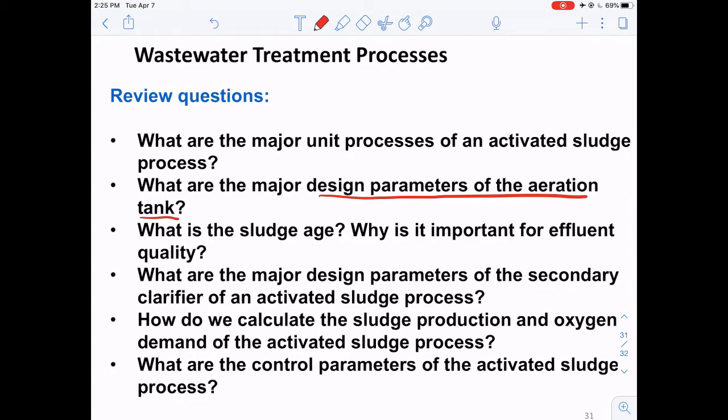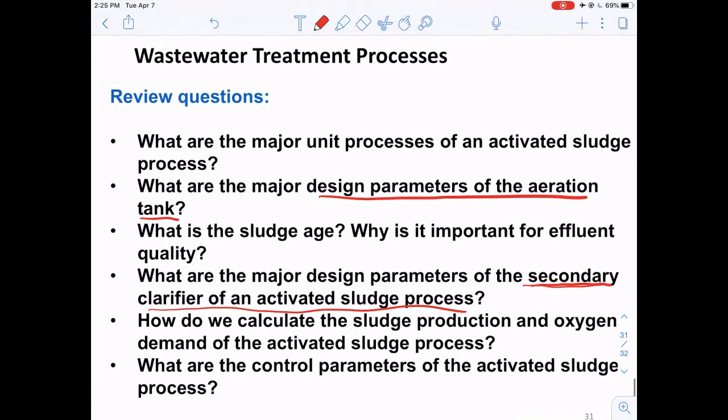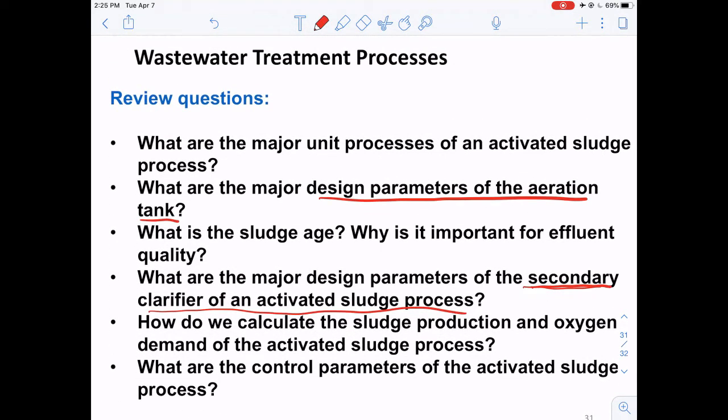Further, what is the sludge age, or the solid retention time, right? Why is it important for the effluent quality? And also, what are the major design parameters of a secondary clarifier of an activated sludge process? We mentioned that we also need to consider the solid loading of the secondary clarifier. How do we calculate the sludge production and oxygen demand for the activated sludge process, and what are the control parameters of the activated sludge process?